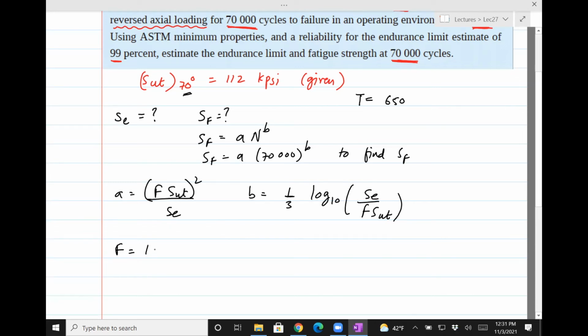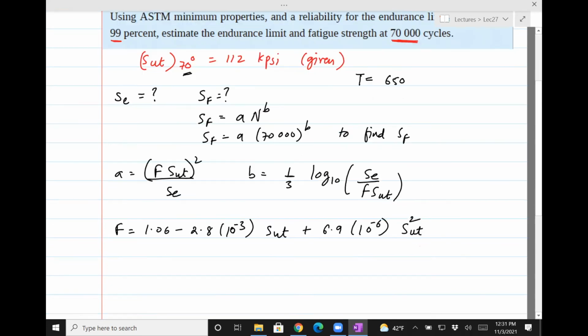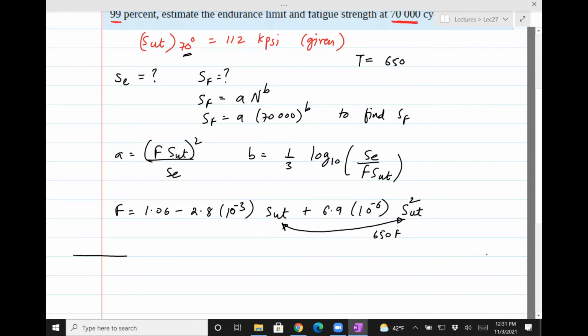It is 1.06 minus 6.9 P square. And this should be at 650. So there's a lot of things going on here, right? It's like a lot of things we need to find. We can just list them here.